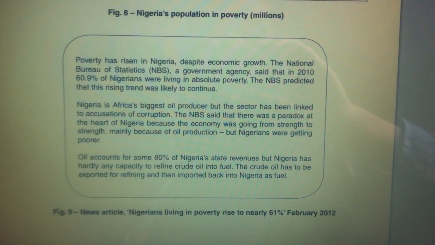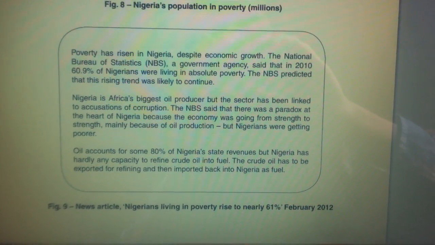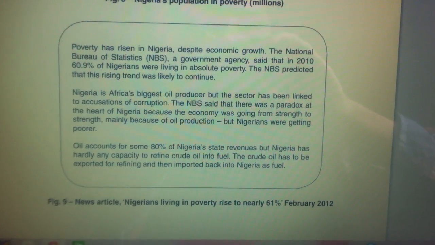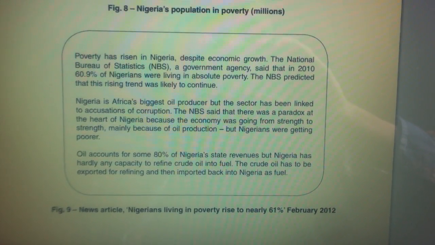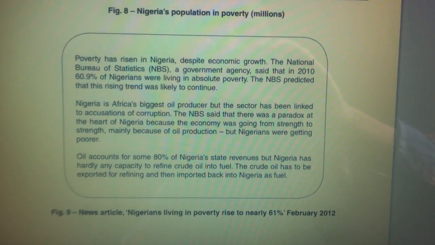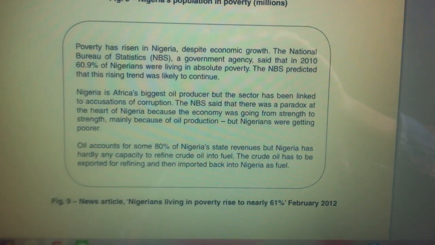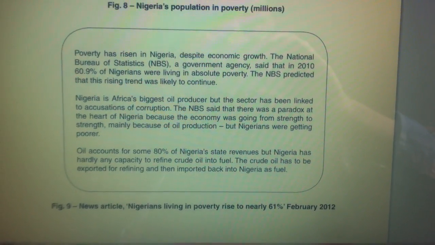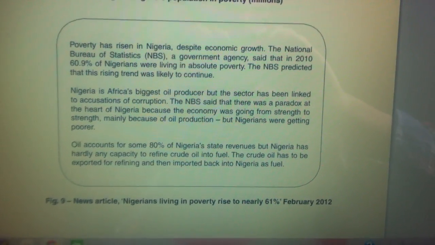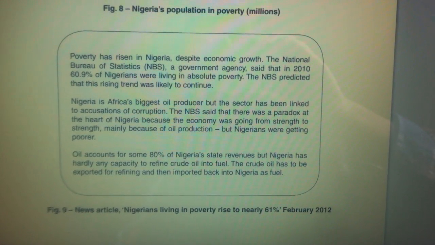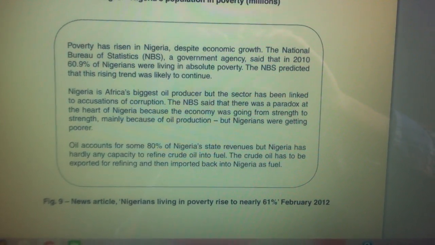Oil accounts for 80% of Nigeria's state revenues, but Nigeria has hardly any capacity to refine crude oil into fuel. The crude oil has to be exported for refining and then imported back into Nigeria as fuel. And that does seem daft, doesn't it? So oil accounts for 80% of the state's revenues. They really do have all their eggs in one basket in that respect.